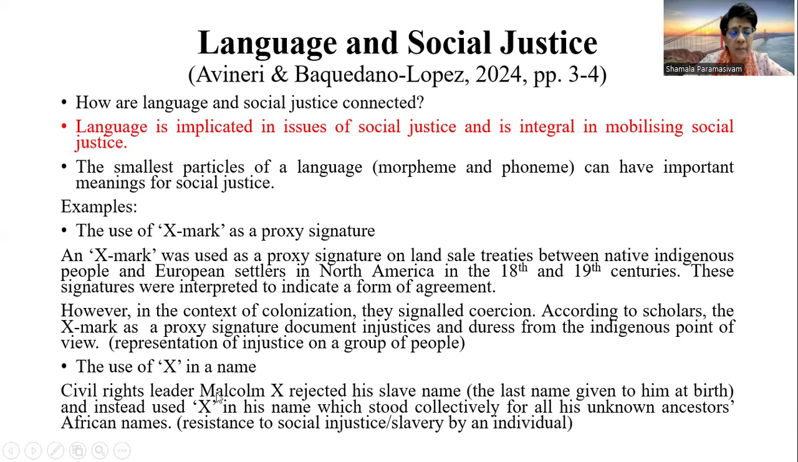Then look at the use of X in a name. The civil rights leader, Malcolm X, rejected his slave name, that is the last name given to him at birth, and instead he used X in his name as a surname to stand collectively for all his unknown ancestors' African names. So this act was an act of resistance to social injustice, particularly slavery, and the use of this X as his surname was his effort to not only resist social injustice, but it was a way to mobilize social justice. Okay, these examples come from this book.